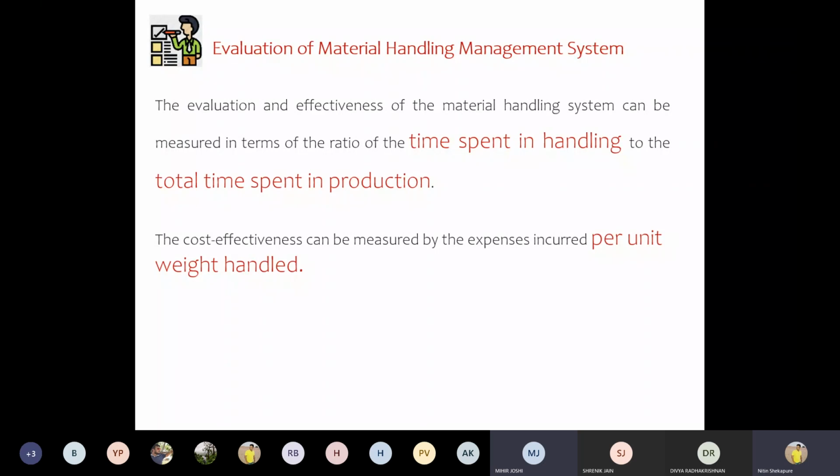I hope it will get clearer in further slides, when we come to know more about material handling.